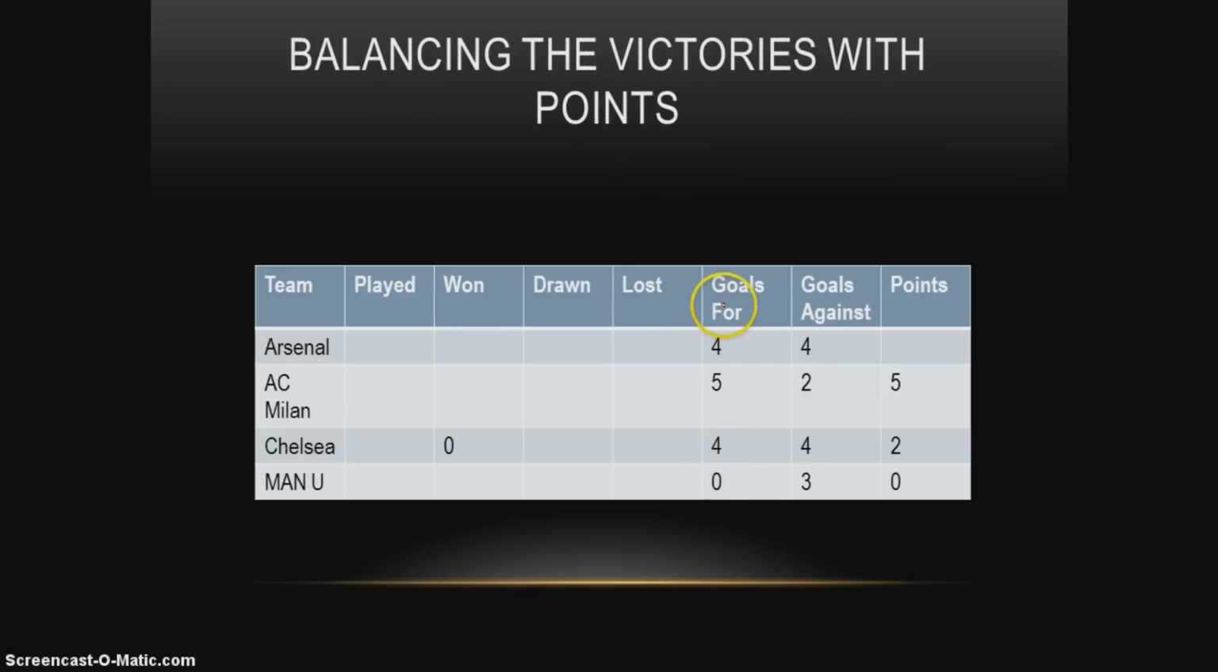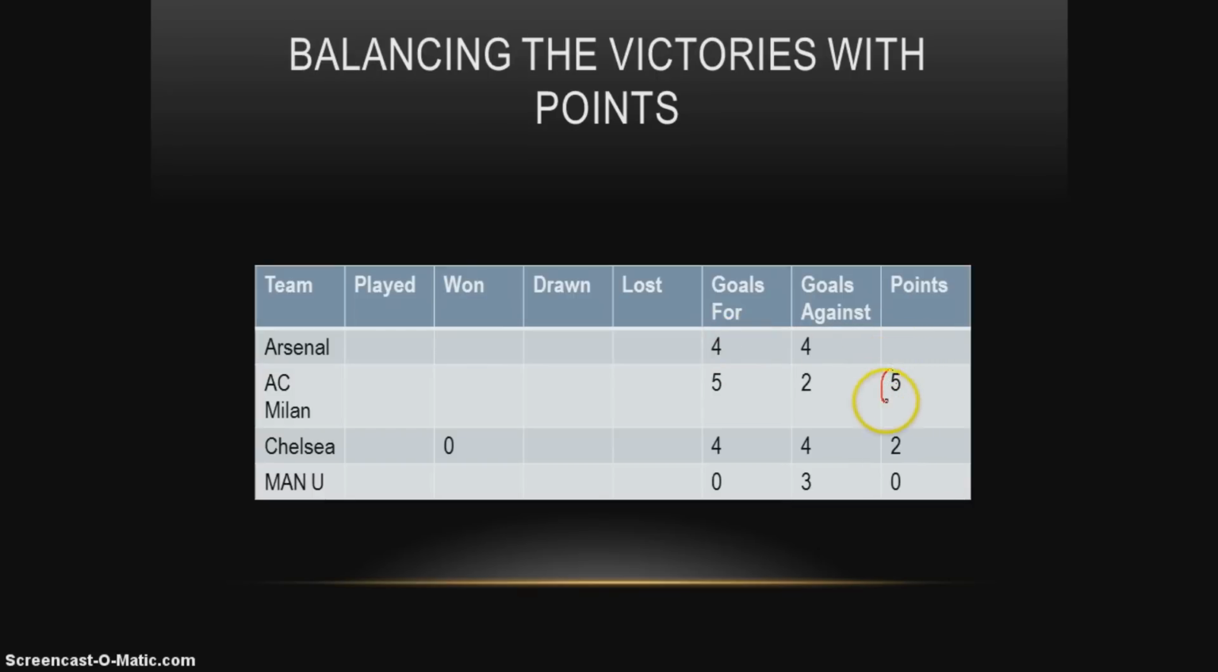So now once we have balanced the goals for and goals against, next let's come to balancing the victories with the points. For Arsenal, points are missing, so we can't guess the number of victories or losses.